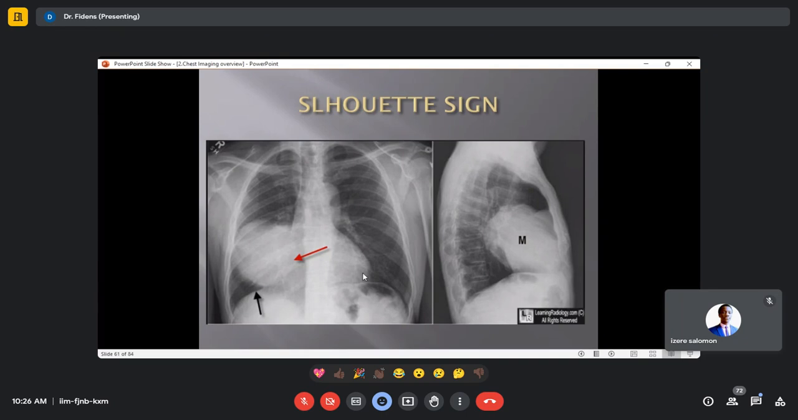Okay, on the lateral view, they wanted to show how the opacity is in the middle lobe, by the way, because on the lateral view, the middle lobe is the one that is superimposed with the heart. Okay, that aims for the middle lobe. Is it clear here? Yeah, it's clear.